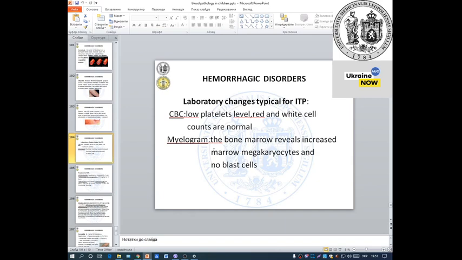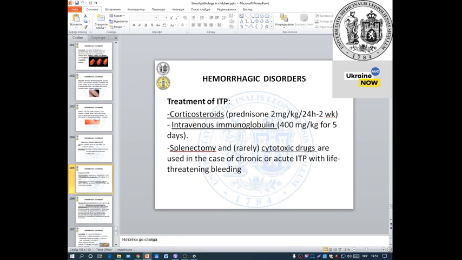Laboratory changes typical for immune thrombocytopenic purpura are, in blood count, low platelet level and normal red and white cell count. The bone marrow reveals increased marrow megakaryocytes and no blast cells. Immunosuppressive therapy with glucocorticoids and intravenous immunoglobulin is recommended for the treatment of immune thrombocytopenic purpura. Splenectomy and rarely cytotoxic drugs are used in the case of chronic or acute immune thrombocytopenic purpura with life-threatening bleedings.